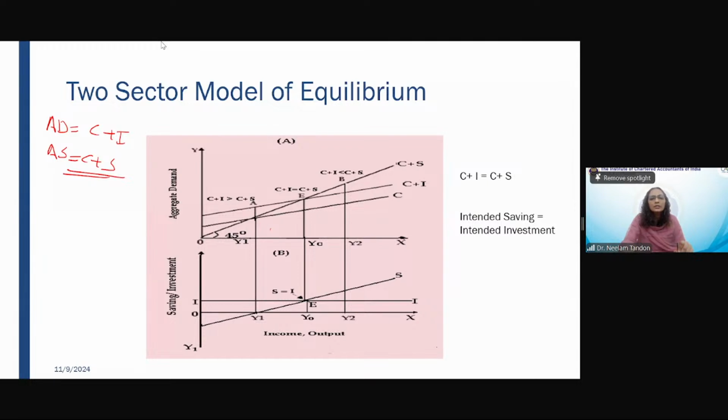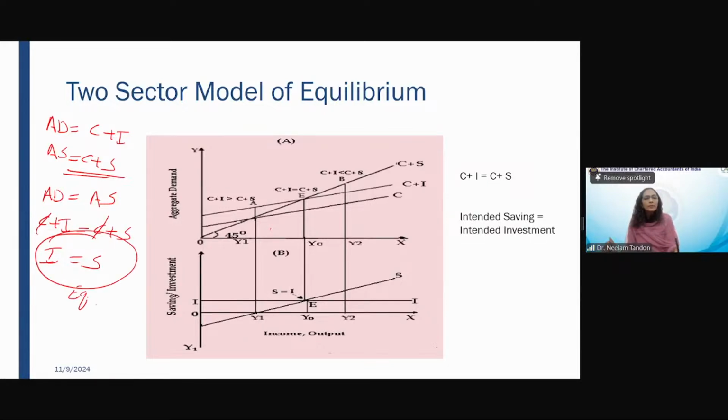Aggregate demand, equilibrium condition. Now if you look at this graph, you will see two panels. In the first panel we are talking about aggregate demand and income. In the second graph we are talking about savings, investments and income. So we are establishing a relationship between them. If aggregate demand equals aggregate supply, that means C plus I is equal to C plus S. C will cancel out. That means investments should be equal to savings at the point of equilibrium. So when there is equilibrium, investments and savings should also be equal.